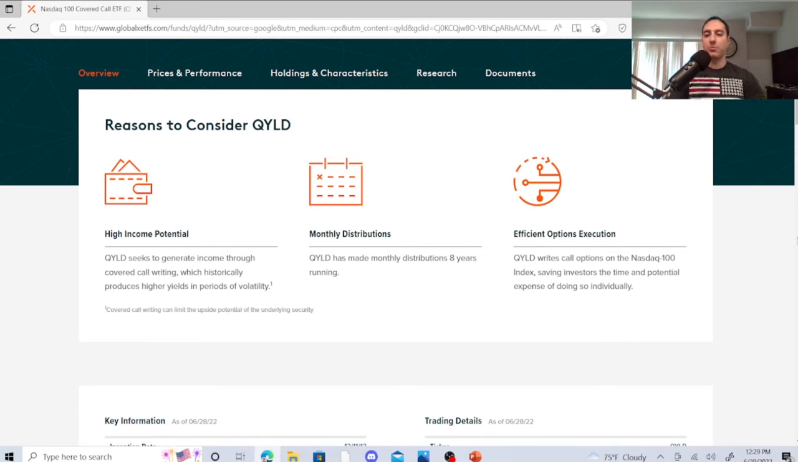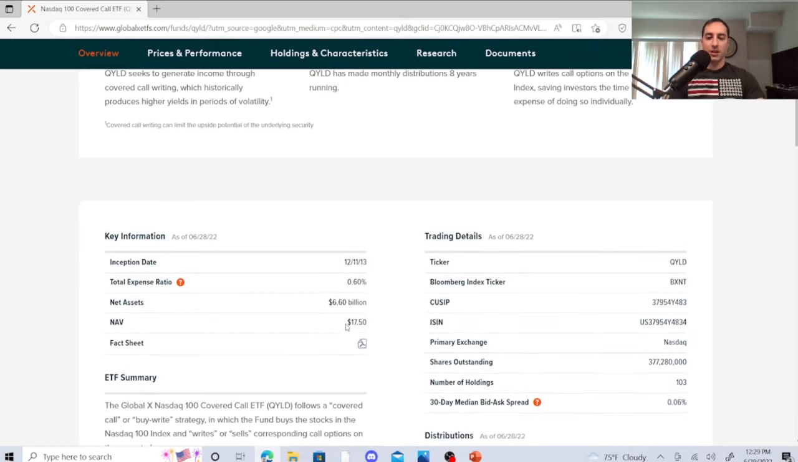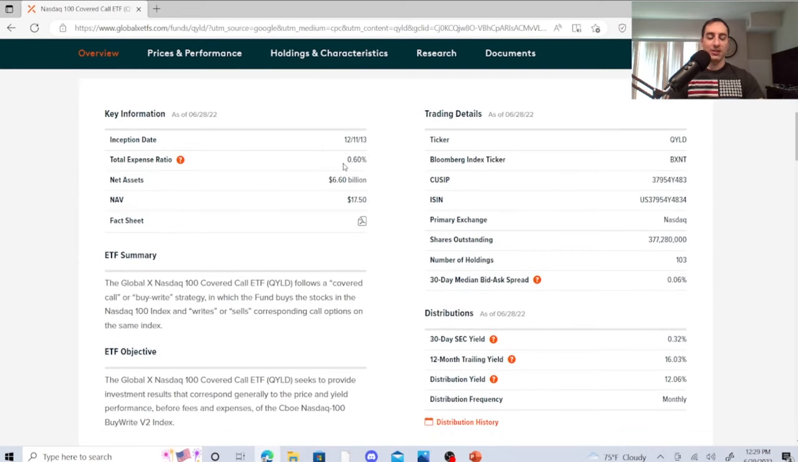I'm on their website with Global X. So reasons to consider QYLD: high income potential, monthly distributions, and efficient options execution. QYLD writes call options on the NASDAQ 100 index, saving investors the time and potential expense of doing so individually. So one thing to notice is the expense ratio, 0.60%.